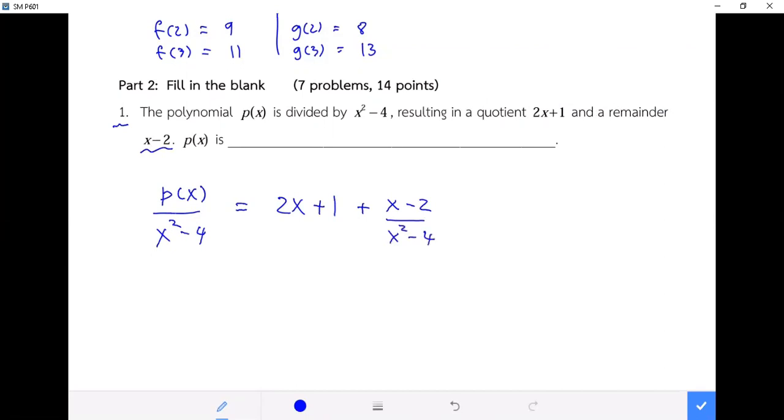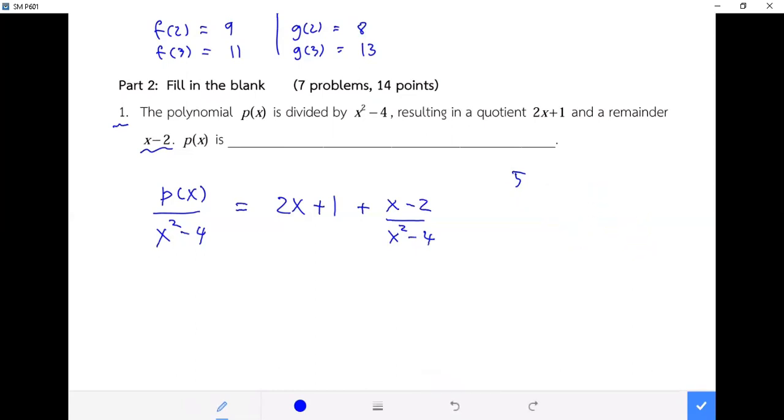If you think of a number, let's say I want to divide 5 by 2. I can divide it 2 times, and I have the remainder of 1 over 2. So the quotient is 2, the remainder is 1, and the divider is 2. This is called the quotient, this is called the remainder, and this is called the divider. Easy.